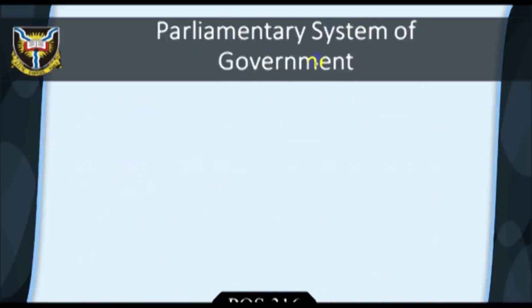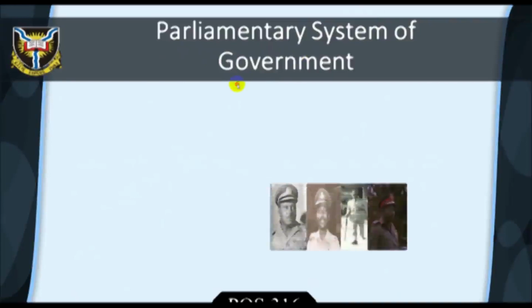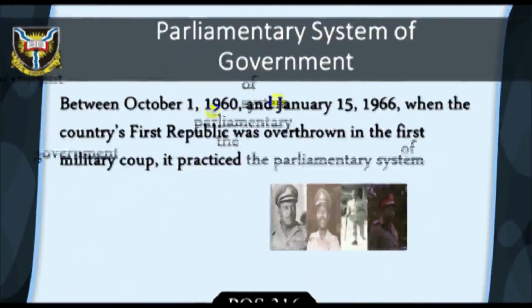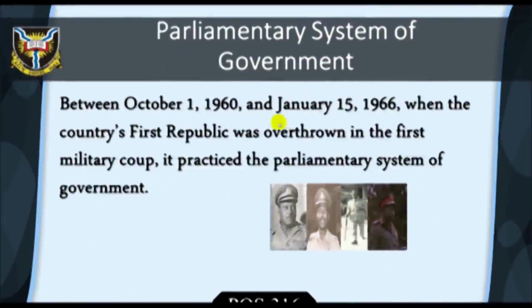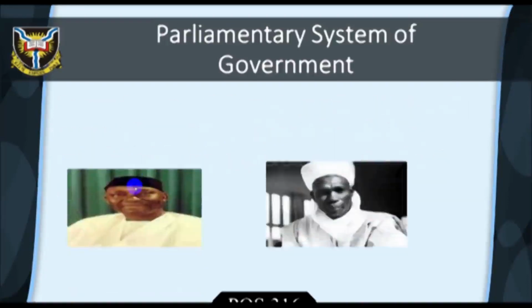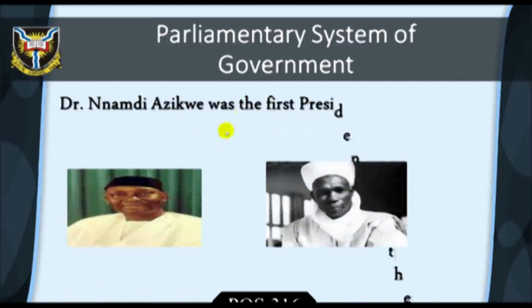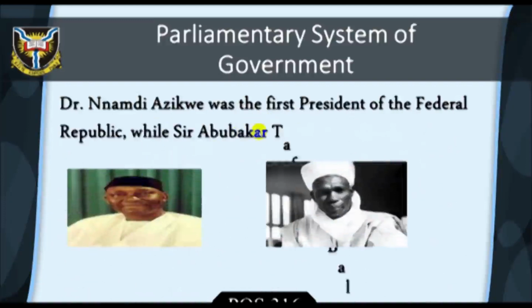Parliamentary system of government. Between October 1, 1960, when Nigeria attained political independence, and January 15, 1966, when the country's first republic was overthrown in the first military coup, it practiced the parliamentary system of government. Dr. Nnamdi Azikiwe was the first president of the Federal Republic, while Sir Abubakar Tafawa Balewa was the prime minister.